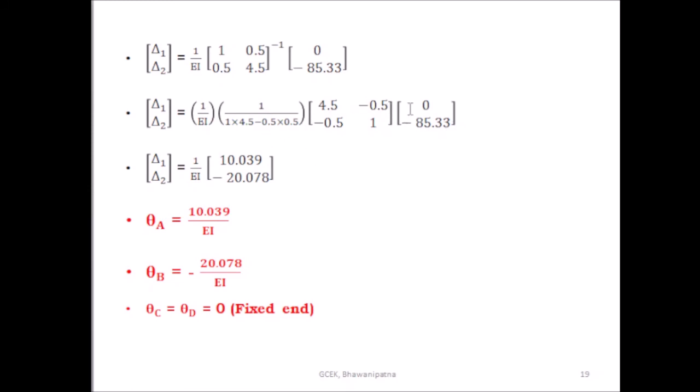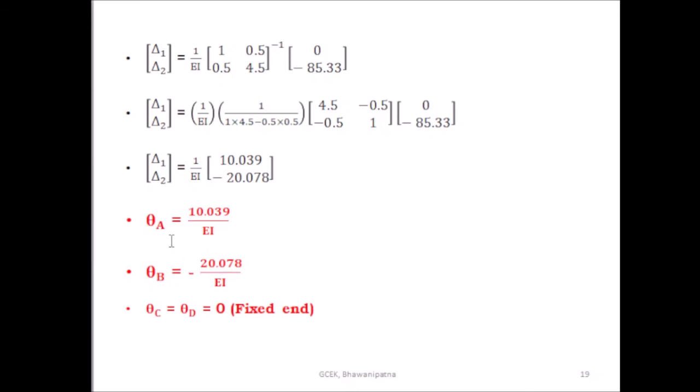After multiplication of these two matrices, you will get the displacement at coordinate 1 and coordinate 2. Displacement delta 1 is equal to theta A, the rotational displacement at A, and delta 2 is equal to the rotational displacement at B. So here you got the rotational displacement at A equal to 10.039 by EI, theta A is equal to delta 1, then theta B is equal to delta 2 is equal to minus 20.078 divided by EI, and the rotational displacement at C and D is 0 due to the fixed end.